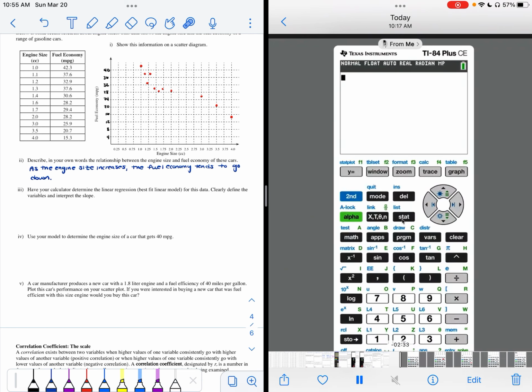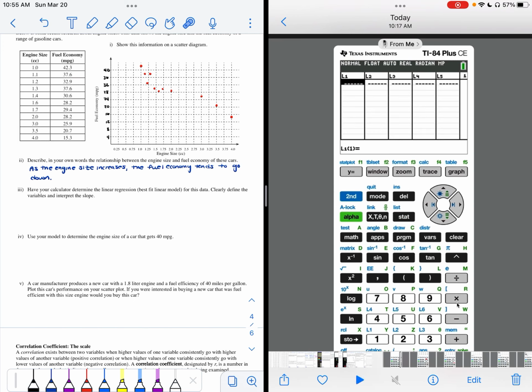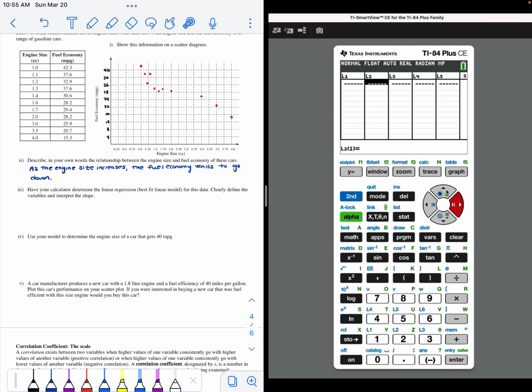So what I'm going to do to start with is hit my stat button, and then hit enter on edit. Now, as a general rule, you want to put your X values in L1, which would be our engine size in this case, and you want to put your Y values in L2, which would be our fuel economy. Now, my lists are already clear, but in case you have anything in your list from a previous problem, you're just going to put your cursor up on L1, hit clear, and then enter, and then put your cursor on L2, hit clear, and enter, okay?